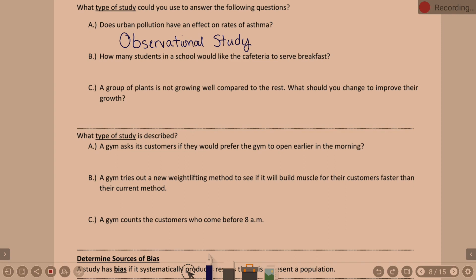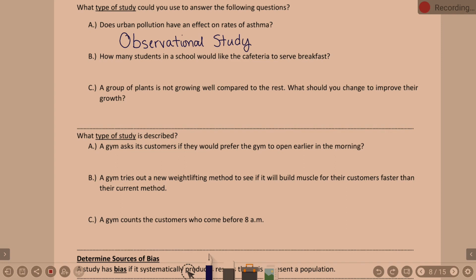Okay. B, how many students in a school would like the cafeteria to serve breakfast? Okay. Survey. Survey, as in, what is it, sample survey? Yep. Survey. Okay. Yes? No? Yeah, I agree. Okay. Could you take a group and ask them the question to get an overall response? Yep. Okay. Walk to the cafeteria, get on the mic. How would you like us to serve breakfast?